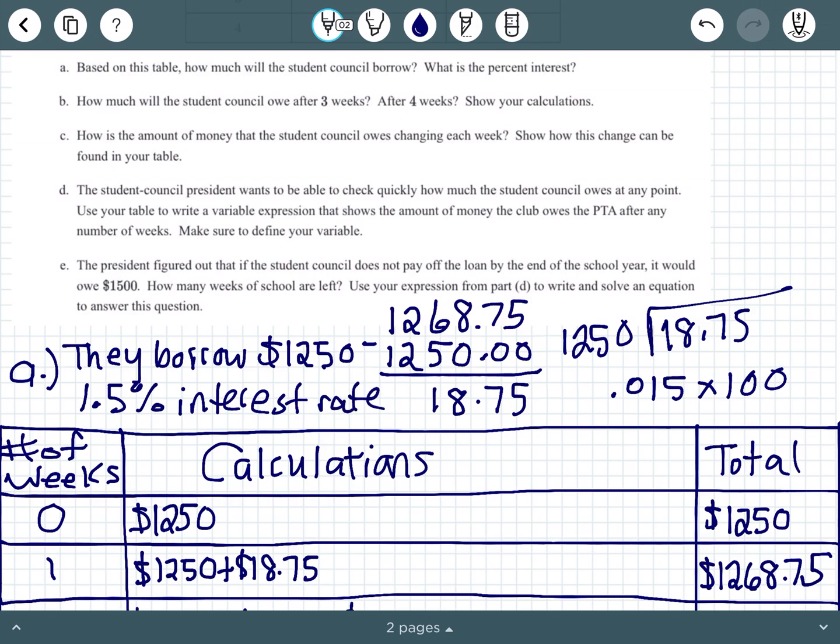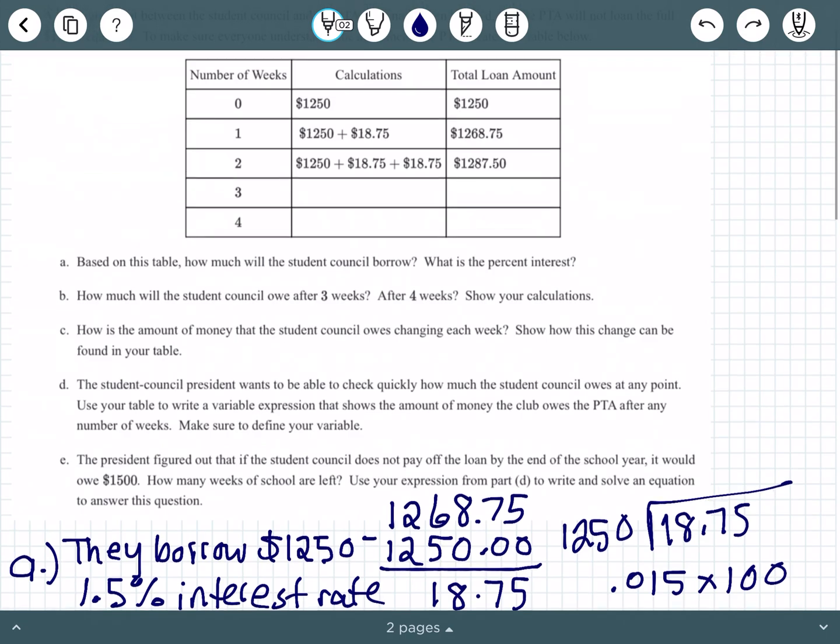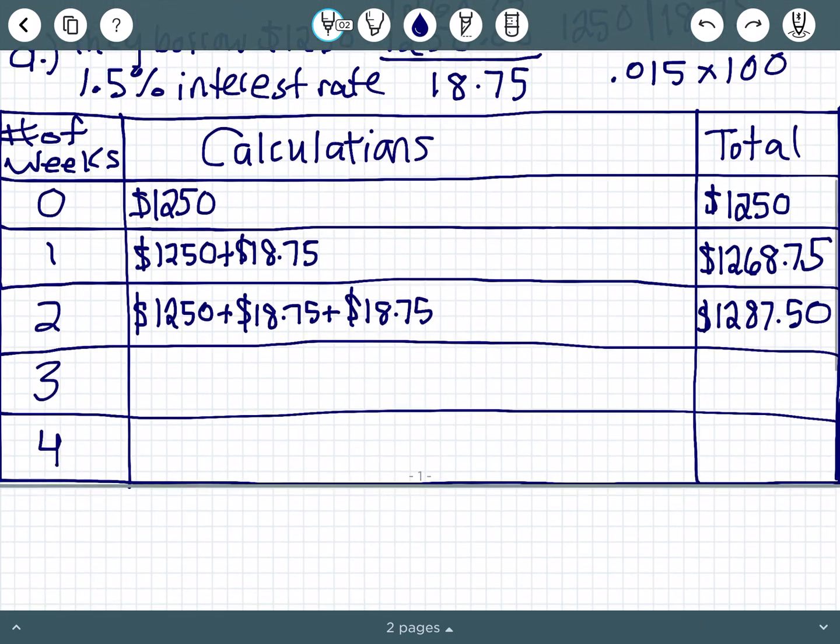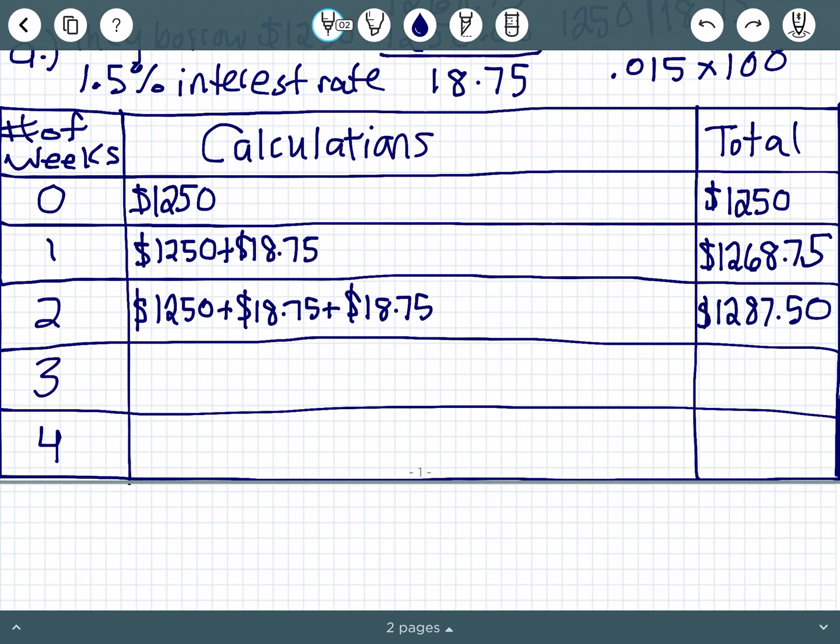All right, part B, how much will the student council owe after 3 weeks? After 4 weeks, show your calculation. So for B, I copied the table. I didn't think I could fit it into the one that was there, so I made my own copy here. We noted earlier that as the weeks go on, $18.75 is being added each week. And we can see that over here, our total is also increasing by $18.75.